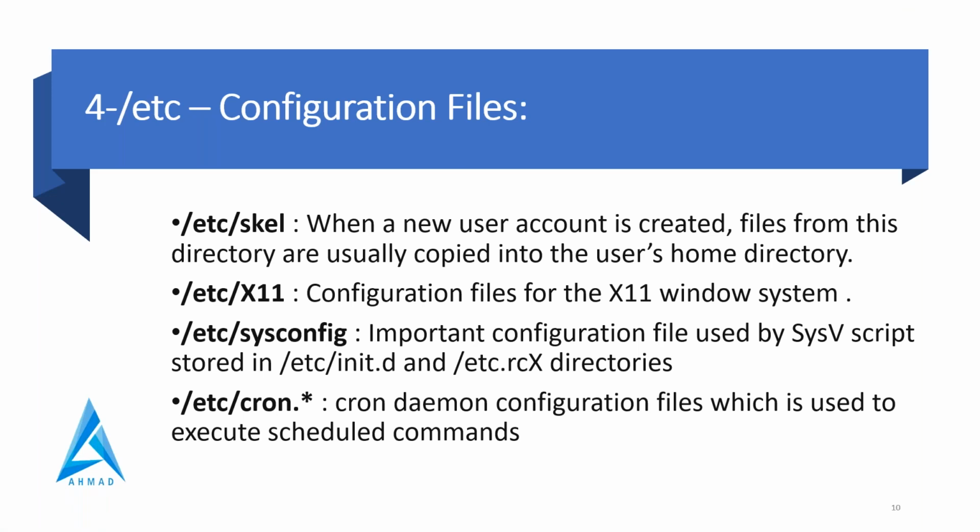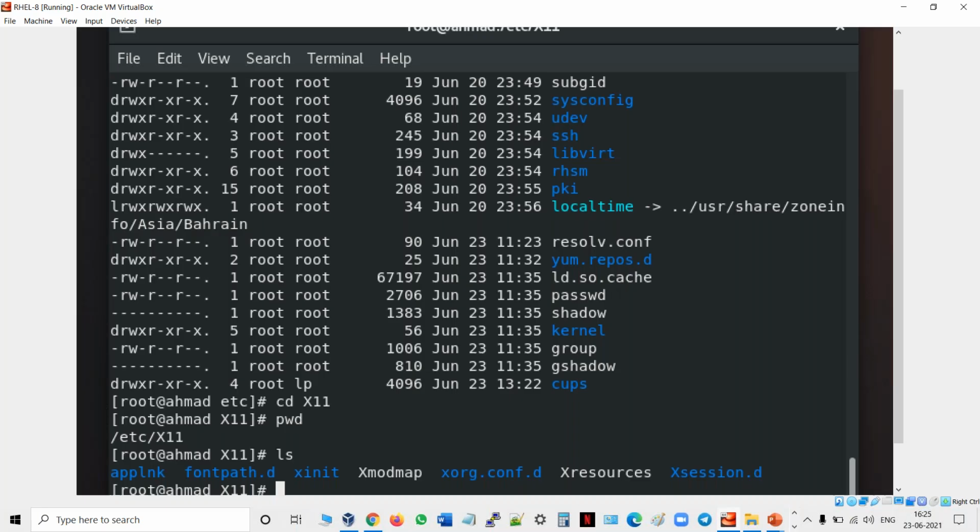Like we have cron, that is the cron daemon configuration files which execute scheduled commands like crontab. So crontab is very important for the DBA. X11 is very important for the DBA. Sysconfig files are also very important for the DBA, and resolv.conf is also important for the DBA. So this etc folder is very important to understand as a DBA as well as a system admin. Okay.